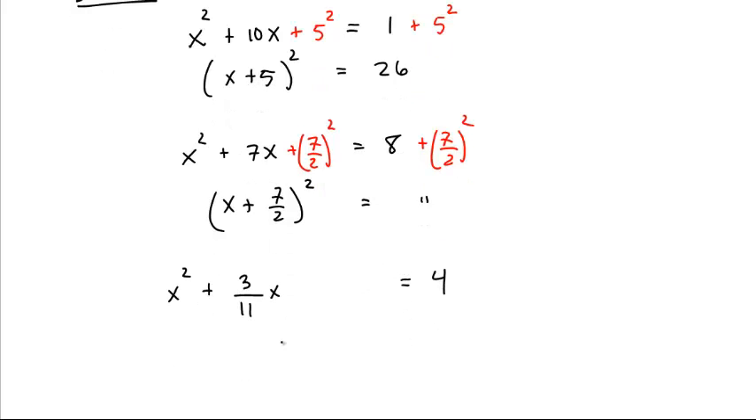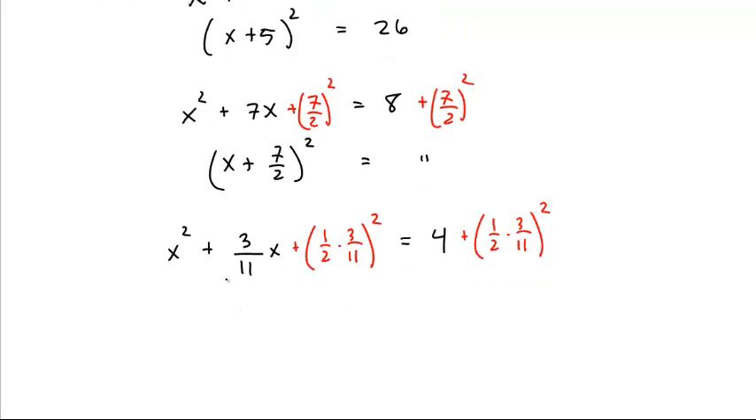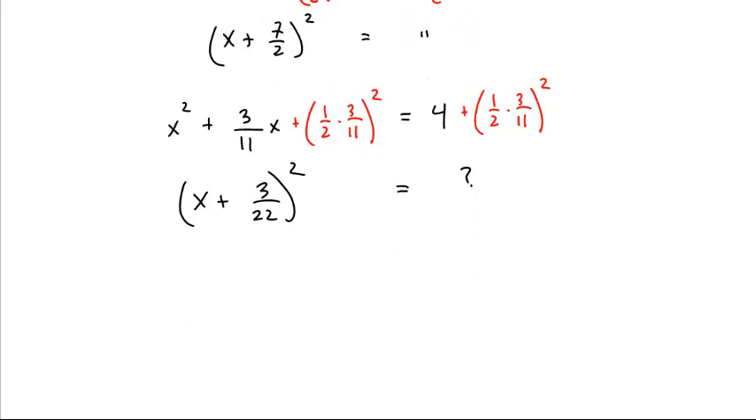What if you had a horrible fraction? We take half of that 3/11ths. Half of 3/11ths is 3/22nds. You add half of 3/11ths, squared, to both sides of the equation. And so you're going to end up having x plus 3/22nds squared on this side of the equation, and I don't know what that is going to be on the other side, but I don't care. That's not what I'm trying to get you to understand right now.